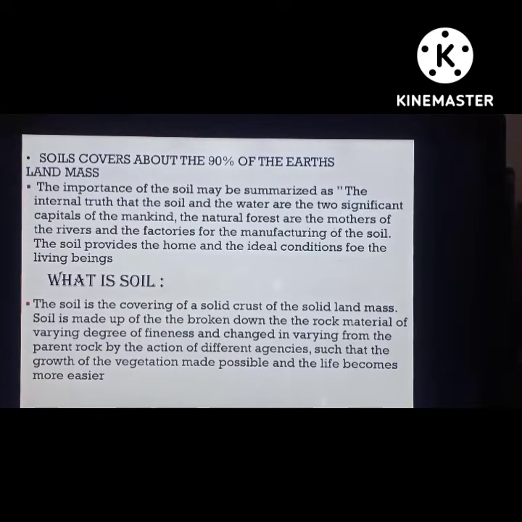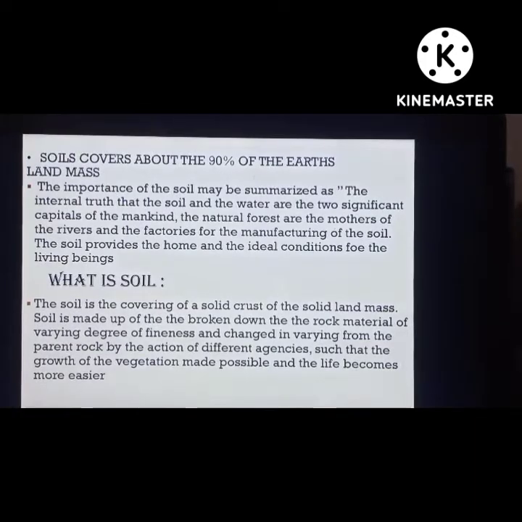Soil covers about 90% of the Earth's landmass. The importance of the soil may be summarized as the eternal truth that the soil and the water are the two significant capitals of mankind. The natural forests are the mothers of the rivers and the factories for the manufacturing of the soil. The soil provides the home and ideal condition for living beings.